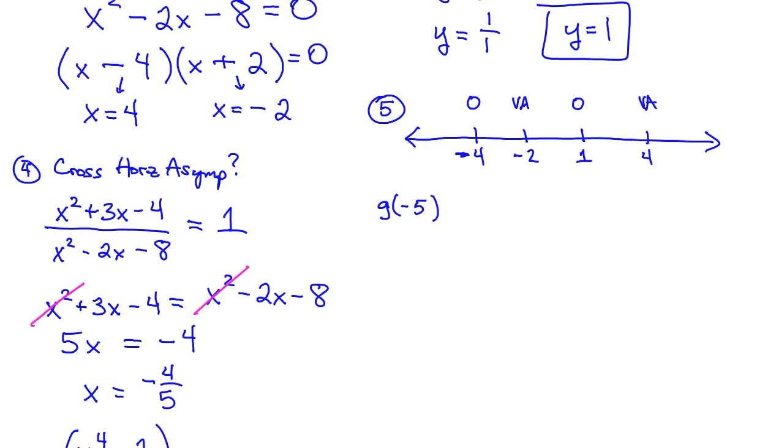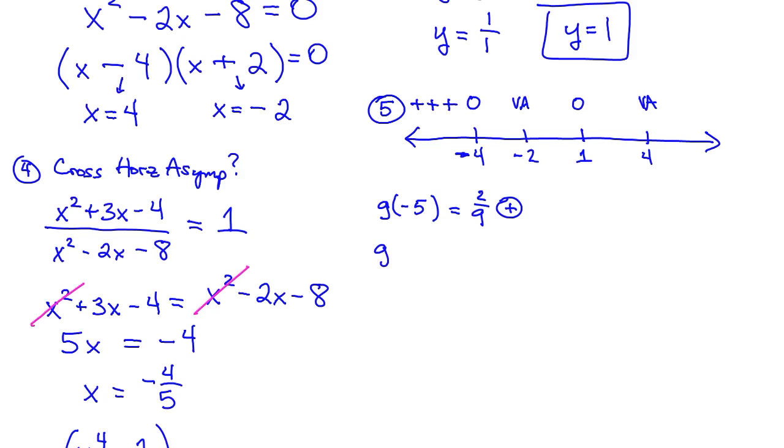For the interval that goes from negative infinity to negative 4, I pick the value negative 5. I've pre-worked all these. g of negative 5 is 2/9. And you get that value by plugging that value into the original function. More importantly, this is a positive number. So we know that the rational function has positive values on the interval from negative infinity to negative 4.